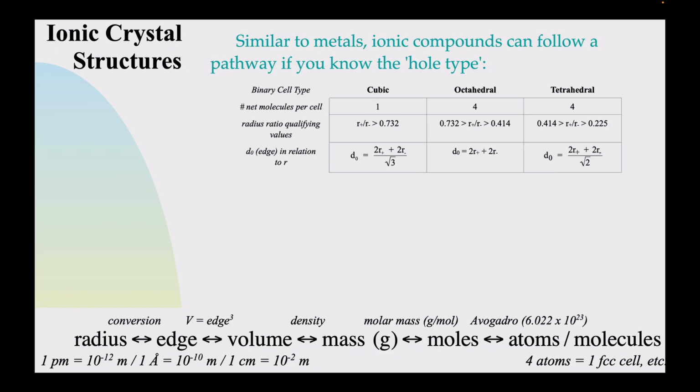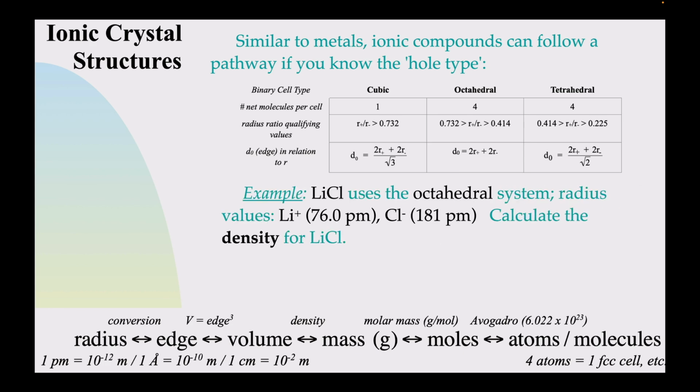Octahedral, you can see it's a little simpler. Edge D0 equals 2R plus 2R minus. So 2 times the cation radius plus 2 times the anion radius equals the edge. And tetrahedral has something similar as well. Let's do an example of how this all works.